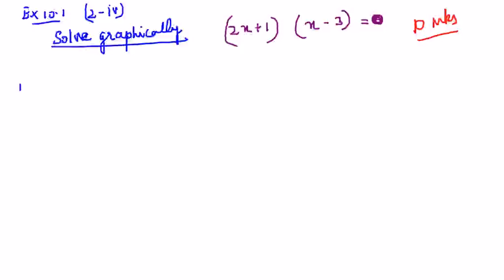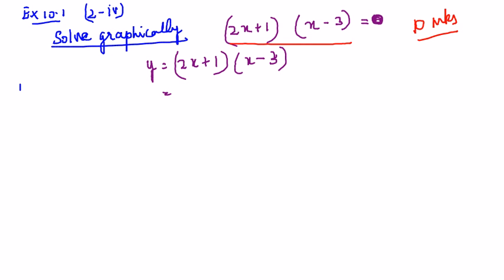Solve graphically exercise 10.1, second sum, fourth part. Okay, so you have to solve this equation: (2x + 1)(x - 3) = 0. The first thing that we always do is say y = (2x + 1)(x - 3). So let us multiply this.